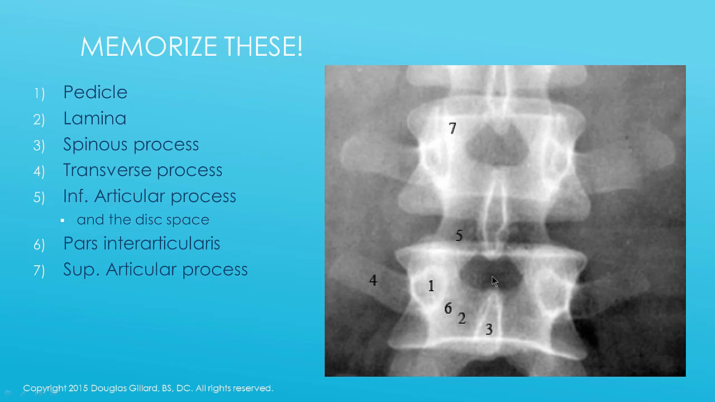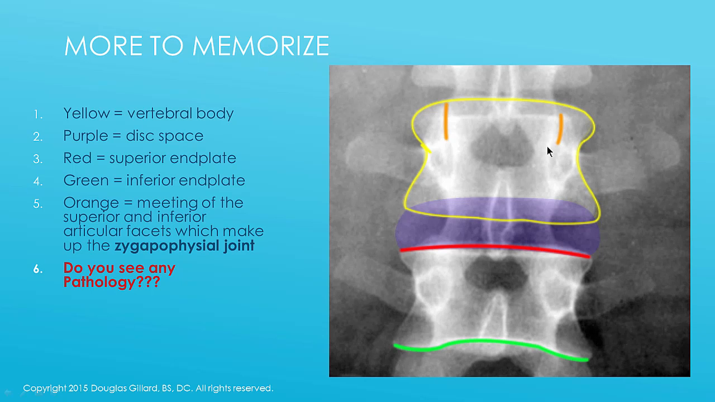Interlaminar space is not marked, but I could put a number like right here, number 8, interlaminar. And let's see, what else do we got? I think that's about it. Pretty straightforward stuff. Here's some things to help you.